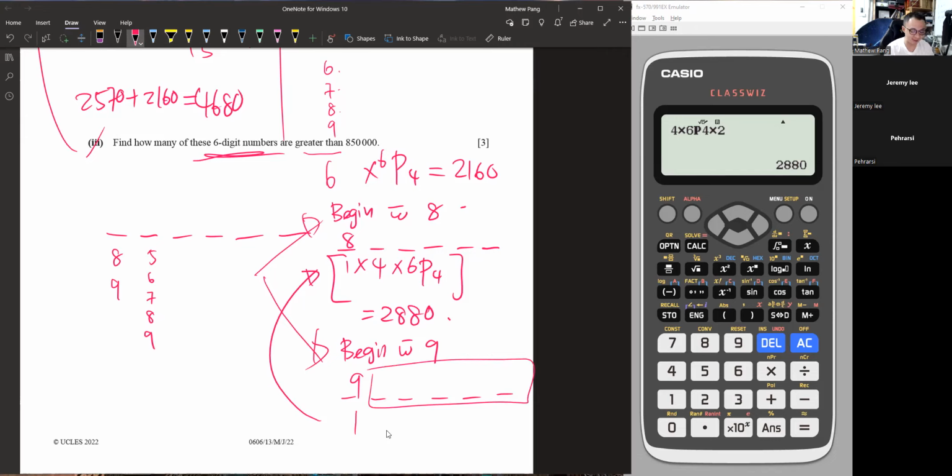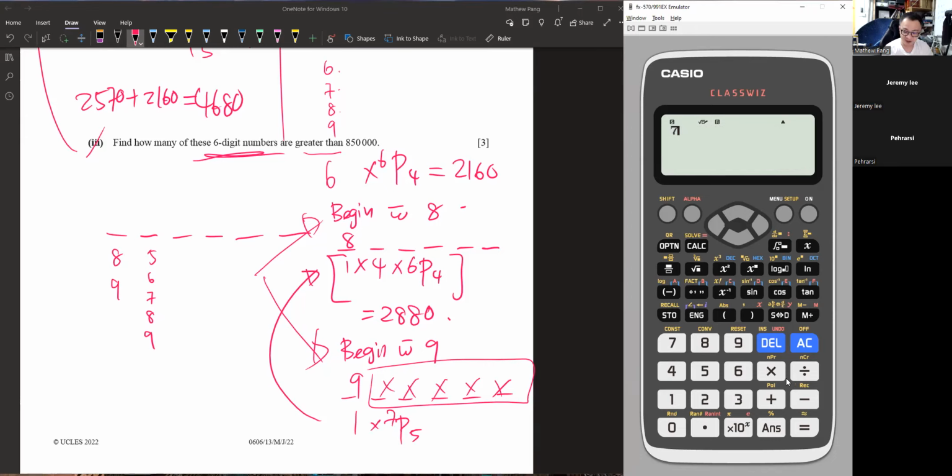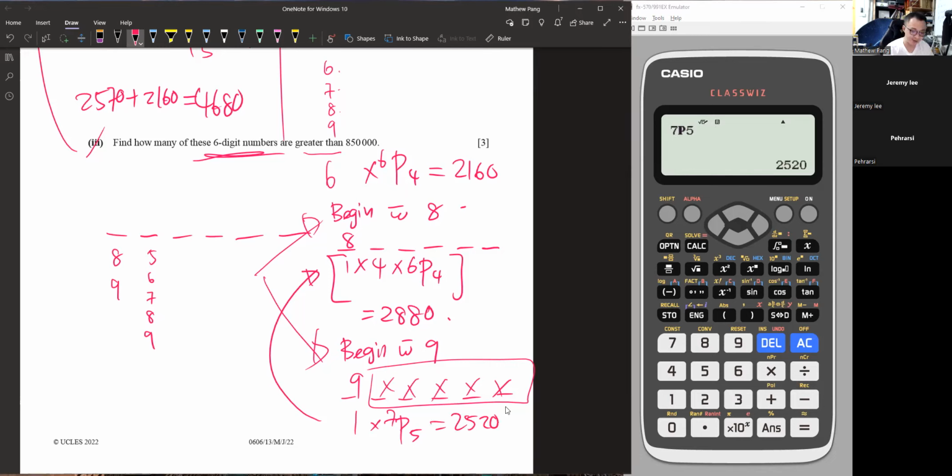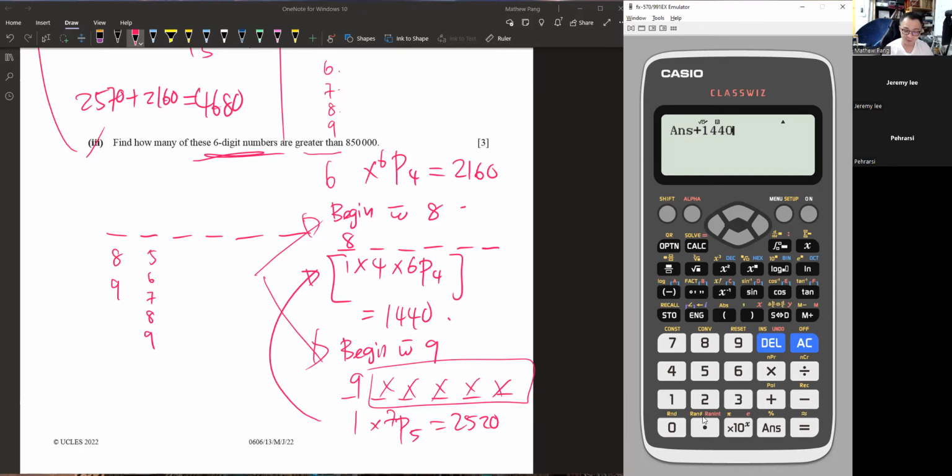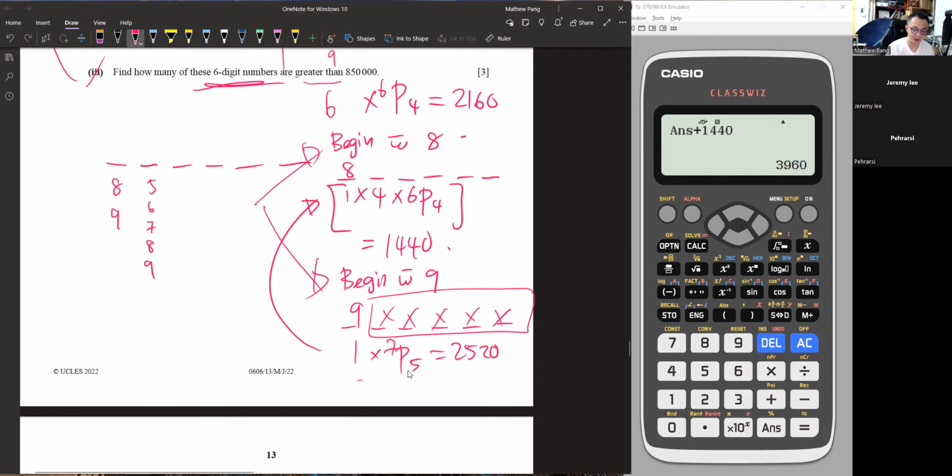So then you have 7 numbers left. You want to fill in the 5 numbers here. So it's 7P5. Yep, Jeremy is correct. So 7P5, I have 2520. And then this is 1440, right? And then I plus 1440. Yeah, final answer should be this one, 3960. We're going to start with 9, second digit not important anymore.